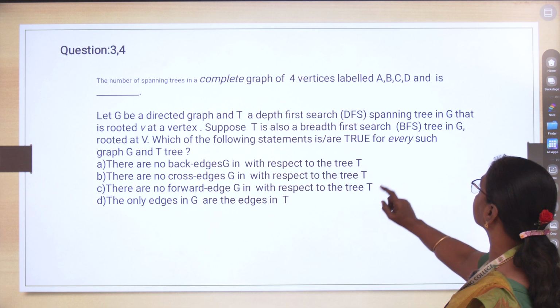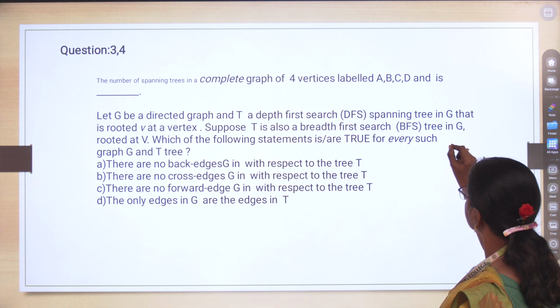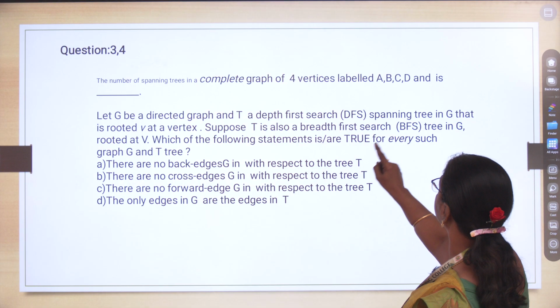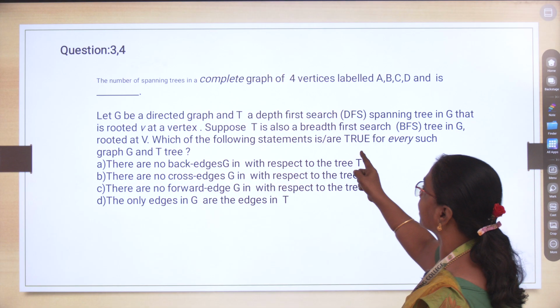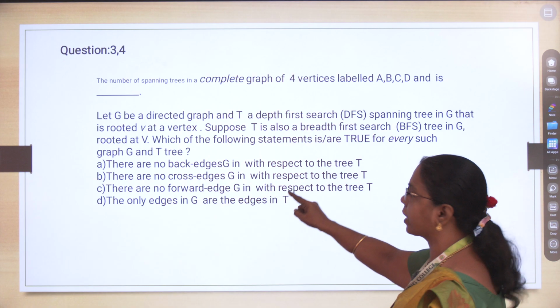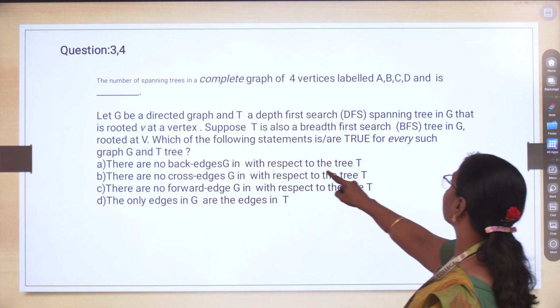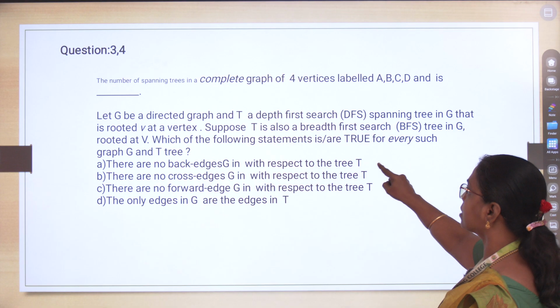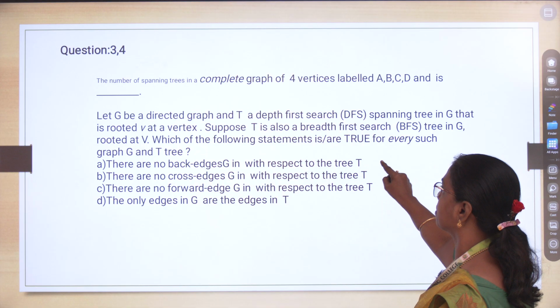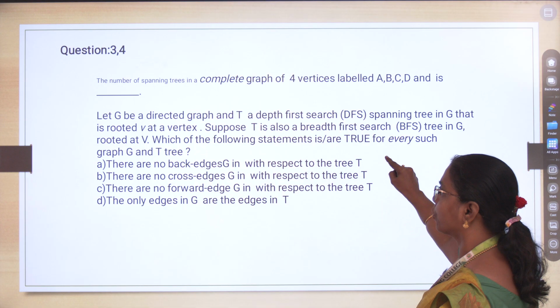Then let us see this directed graph. Let G be a directed graph, and T the depth first search spanning tree of the root. Here we have T as the breadth first search tree in the graph, and which of the following statements is true for the graph and the tree? So here there are no backtracking edges with respect to the tree. This concept is satisfied with the breadth first search. So this option is possible. So option A is true.